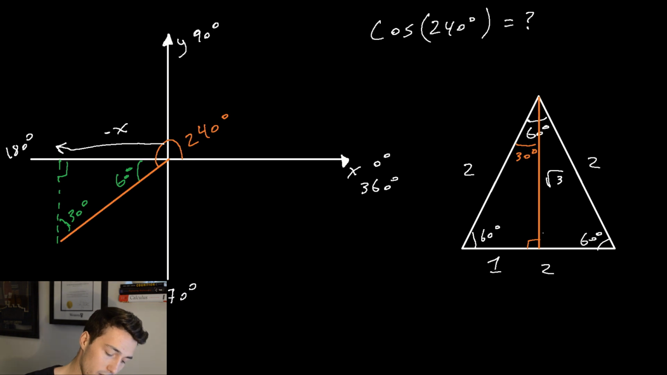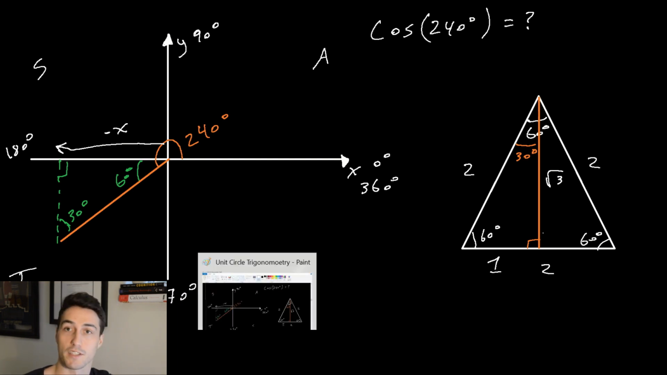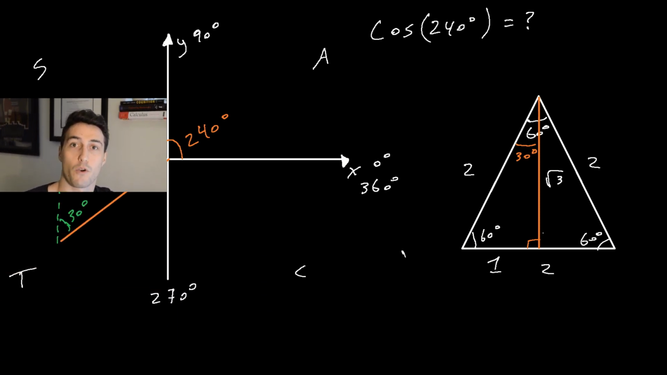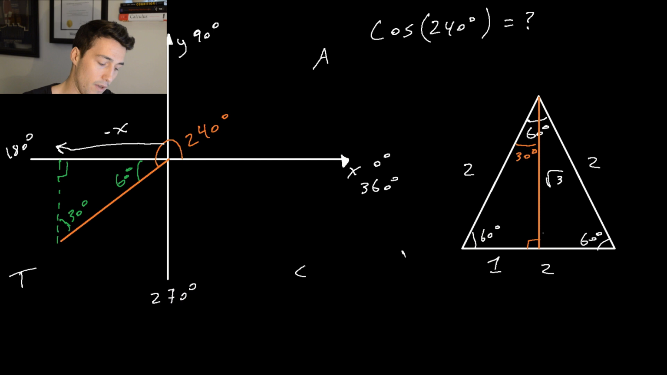Again, it will follow that All Students Take Calculus kind of acronym. But we can also prove it to ourselves by saying that we're going in the negative x direction. We know that cos theta is responsible for x coordinates, or x direction. And now we know that this cos angle is going to be negative, which would make sense because here only tan is positive and both sine and cos are negative.